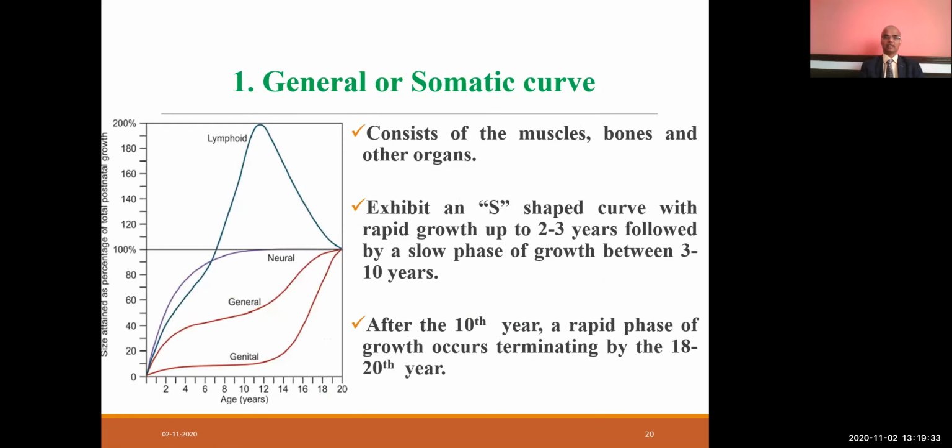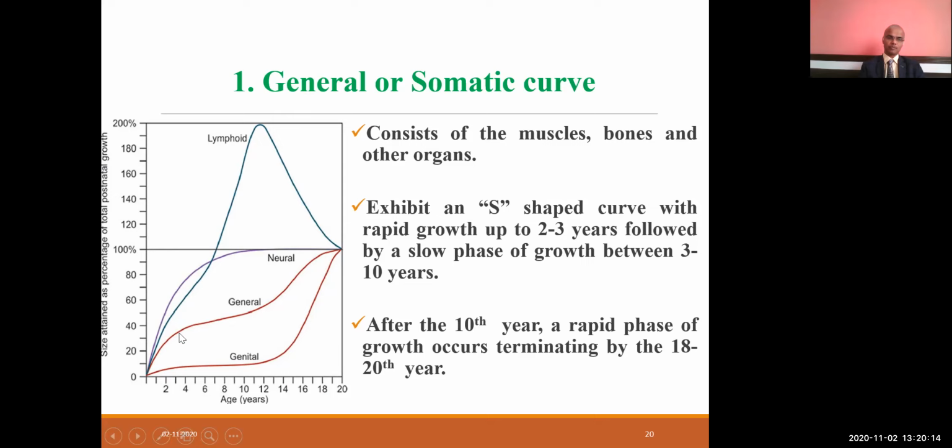First, general or somatic. This curve is called general or somatic. So it consists of muscles, bones, and other organs. This general or somatic curve exhibits an S-shaped curve. You can see here it is an S-shaped curve, which shows rapid growth from 2 to 3 years.